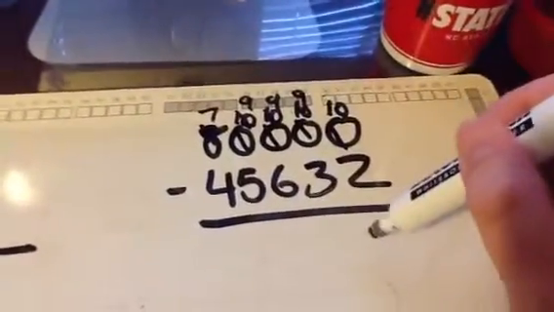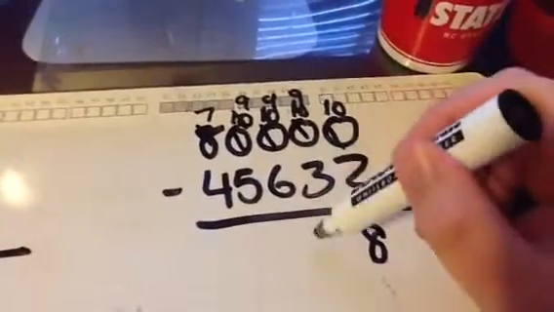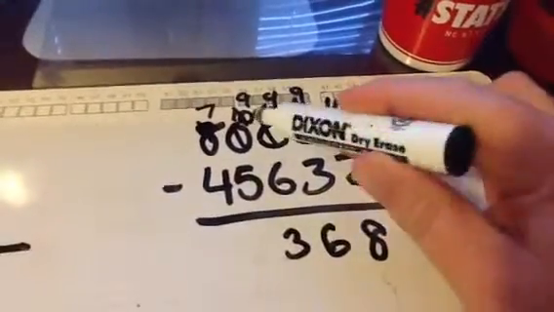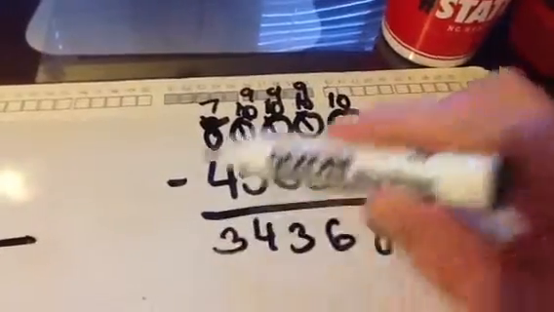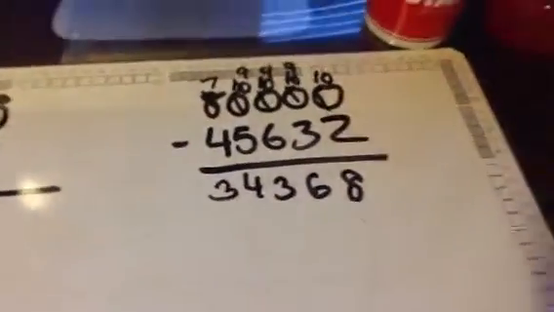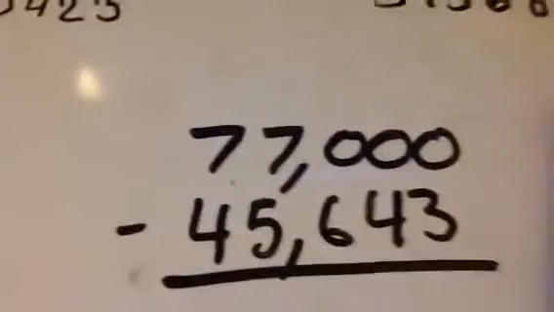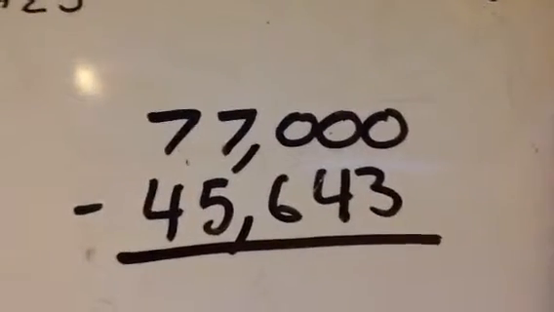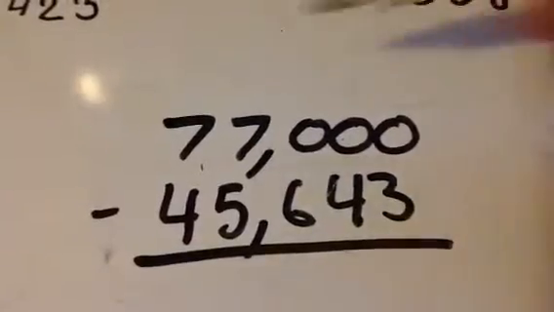So 10 minus 2 is 8, 9 minus 3 is 6, 9 minus 6 is 3, 9 minus 5 is 4, 7 minus 4 is 3. So our second answer is 34,368. Alright, last one for today. We have 77,000 minus 45,643. This one we don't have to go over as far.